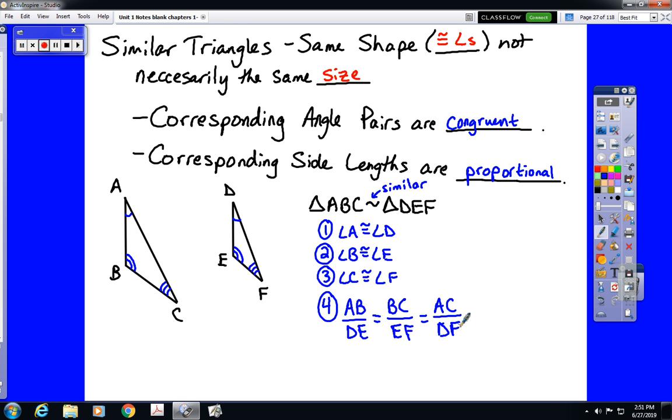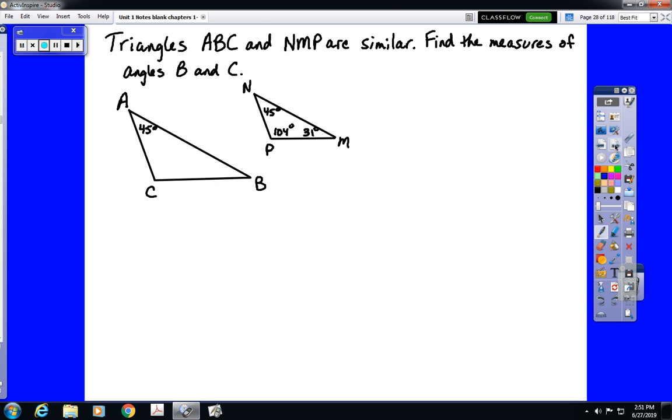So we're going to look at a couple of examples, one that makes us use the angle property there and one that makes us use the side length property, so we can remember what we're doing. So here we have a pair of similar triangles. ABC is similar to NMP. Okay, and we can see that they're organized that way. See how the A and the N are both marked as being 45 degrees? And C and P are both obviously obtuse.